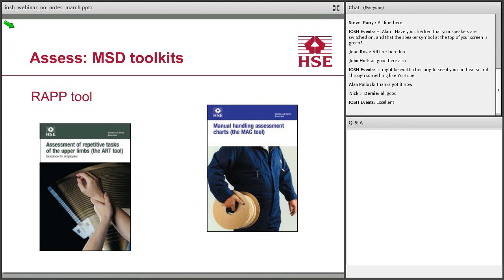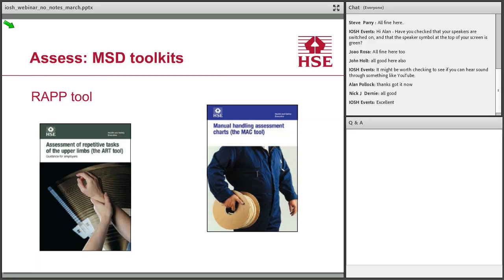So how can you look at your high-risk tasks systematically or compare different tasks? HSC has developed two toolkits. We've got the MAC tool, which is Manual Handling Assessment Charts tool, and the ART tool, which is to do with repetitive tasks. There is another one coming called the RAP, which is to do with pushing and pulling tasks, and that will be available in the next few months.